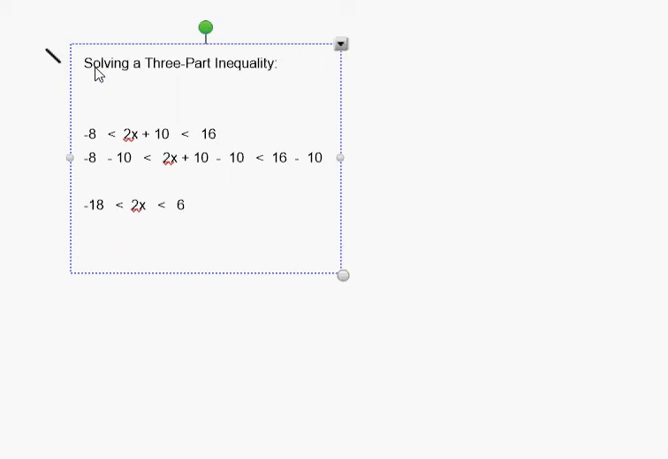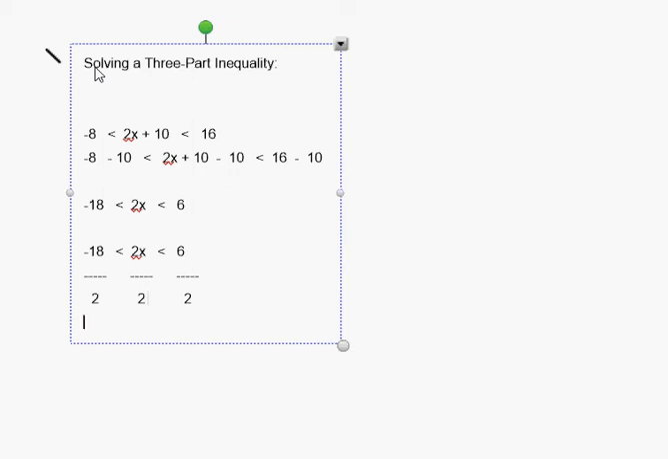Now we want to get the x by itself, so we're going to divide all three parts of the inequality by 2. But if we had to divide by a negative 2, again, we would have had to change the direction of the inequality symbols, and all inequality symbols would have had to change, not just one, but both of them. This gives us negative 9 is less than x is less than 3. So x is some number between negative 9 and 3.